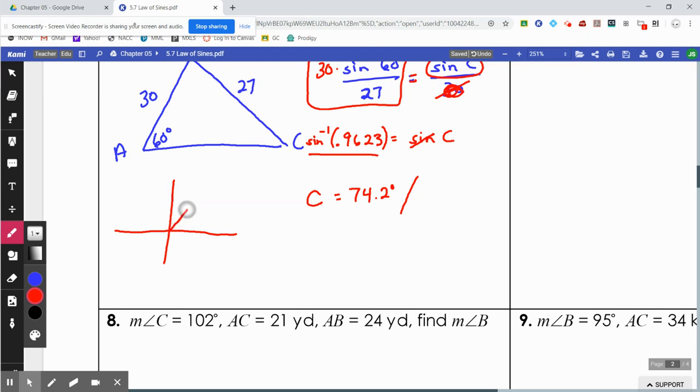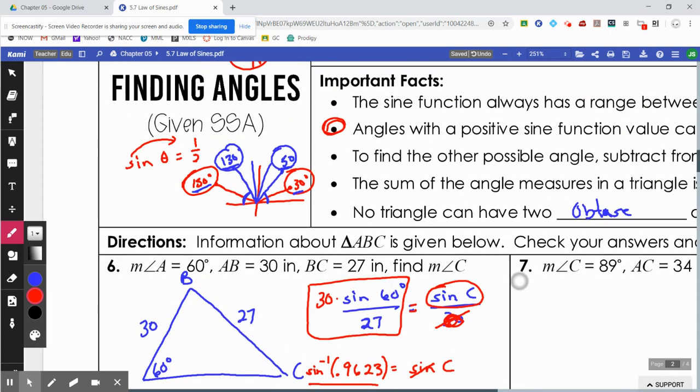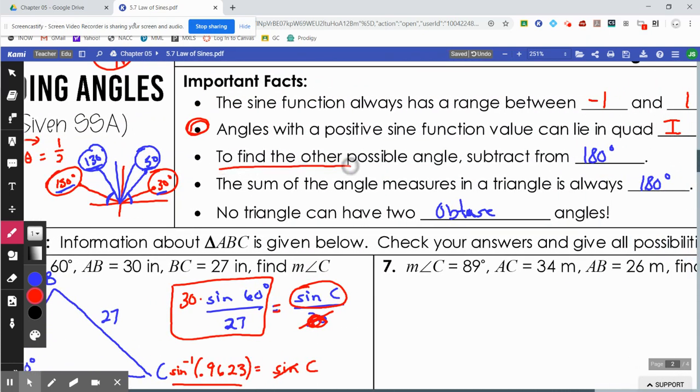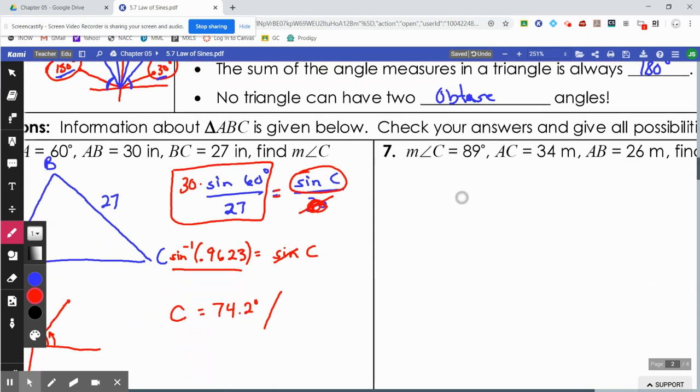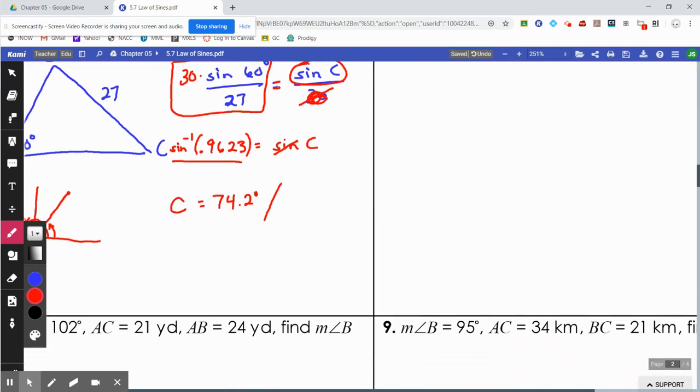Okay, let's sketch 74.2. There's going to be another angle in this second quadrant that has the same reference angle of 74.2. Now, how do we find that? Well, if this is 74.2 and I need to find this angle, you can subtract it from 180. And that's what they're saying up here. To find the other possible angle, simply subtract from 180. So 74.2 is one of your angles, then 105.8 will be the other possible angle.